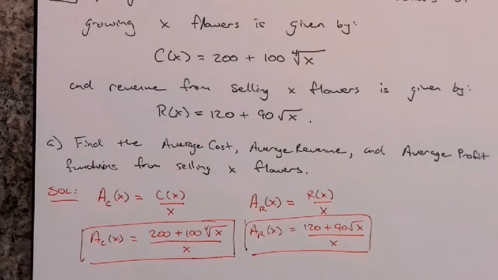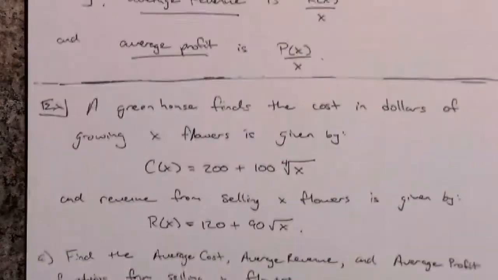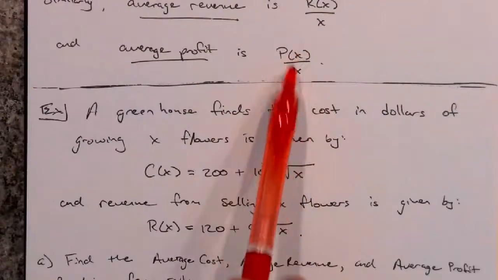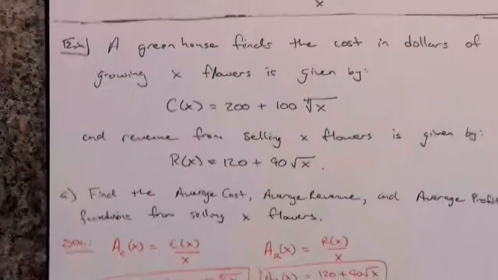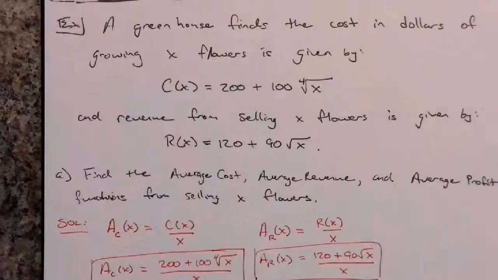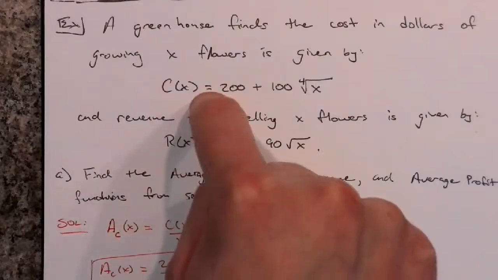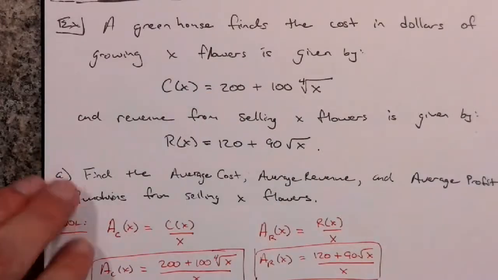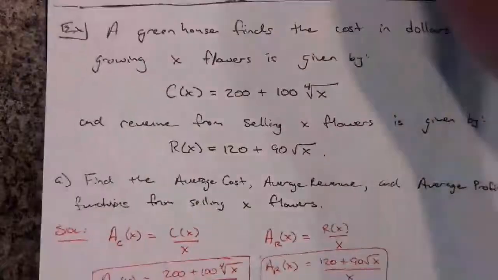And then the last one we've got to find is average profit. Now, we said above that the average profit is P of X, the profit function, over X, but they didn't give us P of X. So the first thing you have to do is find the profit function, and then find the average profit. If you remember how you find P of X, profit is equal to the revenue minus the cost, and then that whole thing over X. So I'll do that on the next page, just so we have more space to work with.